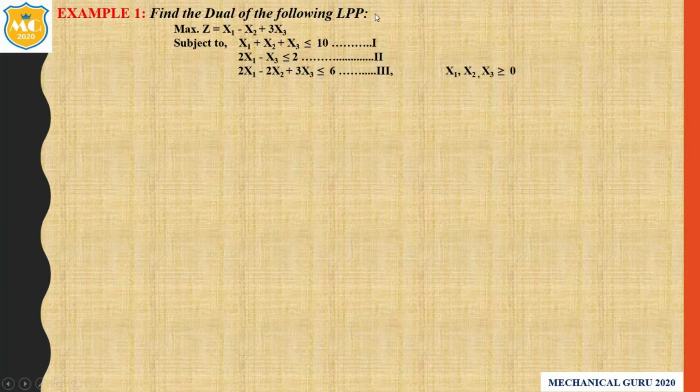Find the dual of the following LPP. Here we just have to convert the problem from primal to dual. The problem is maximize z = x1 - x2 + 3x3 subject to x1 + x2 + x3 less than or equal to 10. Second constraint 2x1 - x3 less than or equal to 2. Third constraint 2x1 - 2x2 + 3x3 less than or equal to 6, and the non-negativity condition, that is x1, x2, x3 greater than or equal to 0.